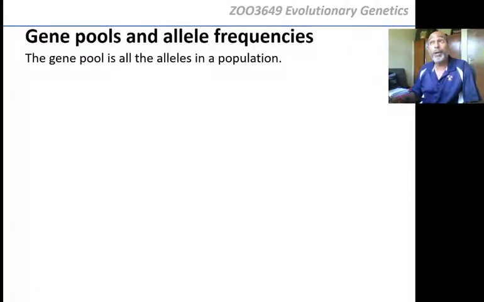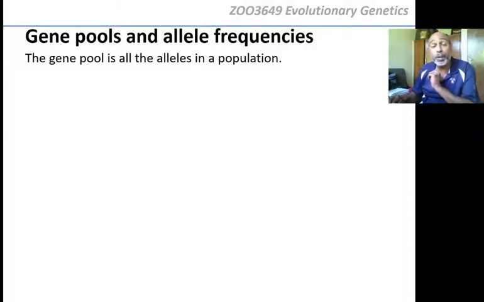Okay. You've heard about this in first year, and you got a lot of it in second year. So the gene pool is all the alleles in a population. You take one population, every individual with an allele in that population, all the alleles put together, that's the gene pool. All the alleles, not the individuals, the alleles.